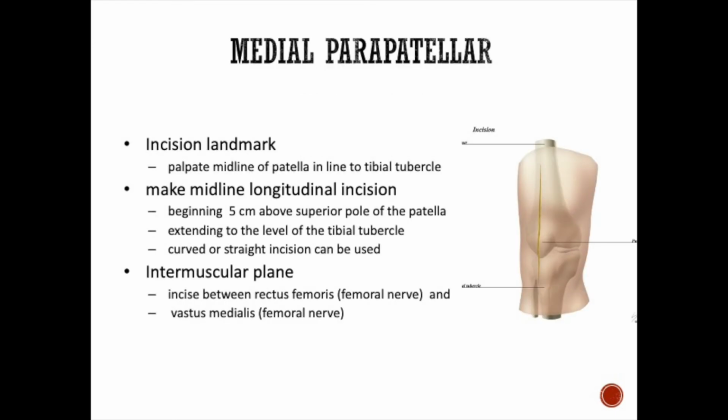The medial parapatellar is the workhorse of total knee arthroplasty. The incision is roughly midline. Some people put it off to the side, preferentially a little bit more to prevent kneeling directly on the scar as a possible pain generator. But it's a longitudinal incision and then full thickness fasciocutaneous flaps that get elevated on either side. The intermuscular plane is you're incising between the rectus femoris and the vastus medialis when you're in the quadriceps tendon, which is the same nerve.